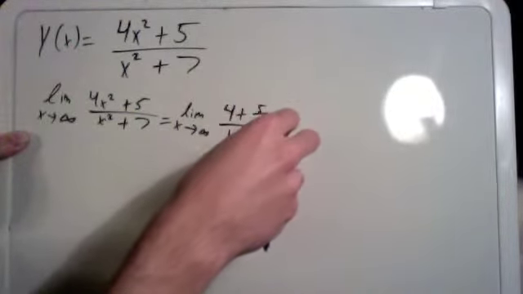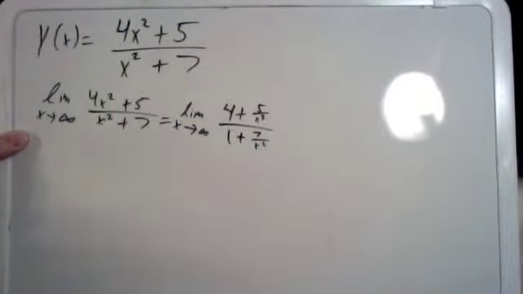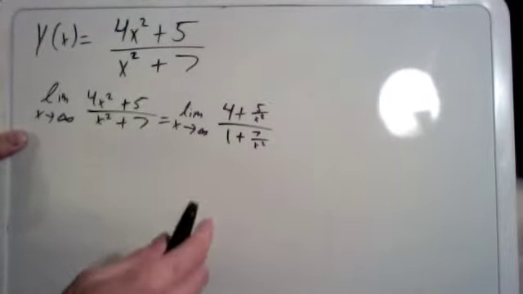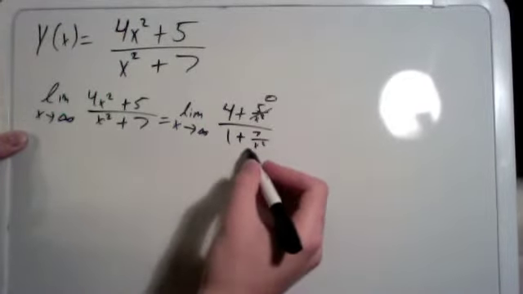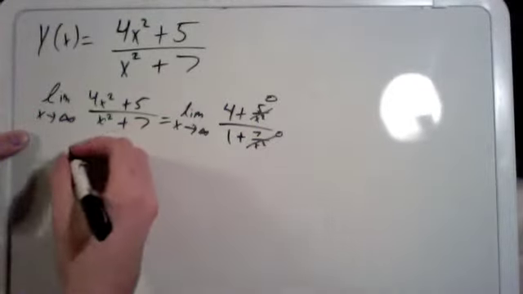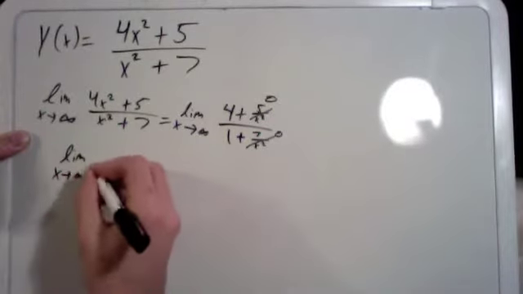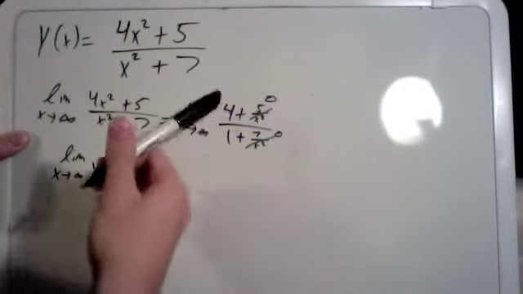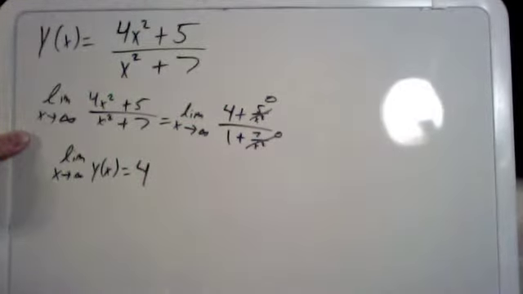And 5 over infinity squared, so 5 over infinity is going to be equal to 0, because any constant number over infinity is equal to 0. So this is going to be 0. Same here, 7 over infinity is 0. And so we have the limit as x approaches infinity of y of x is equal to 4 over 1, which is 4. So now we know that our horizontal asymptote is at 4.